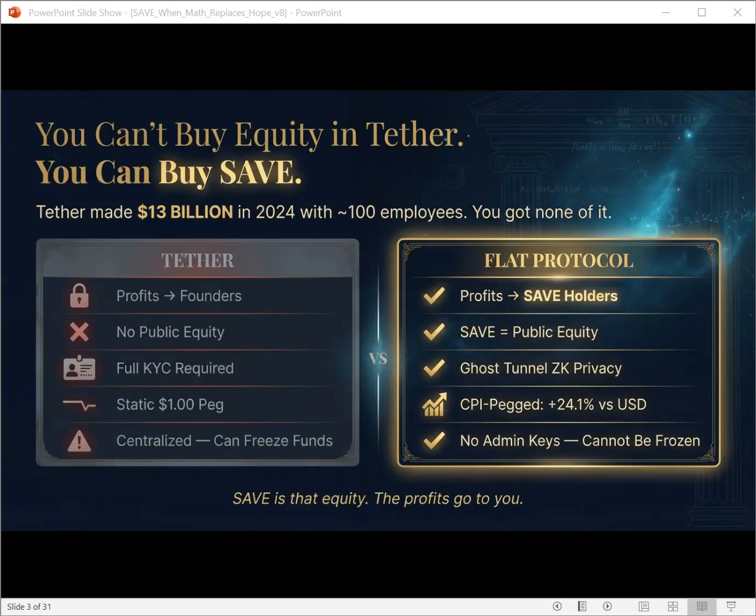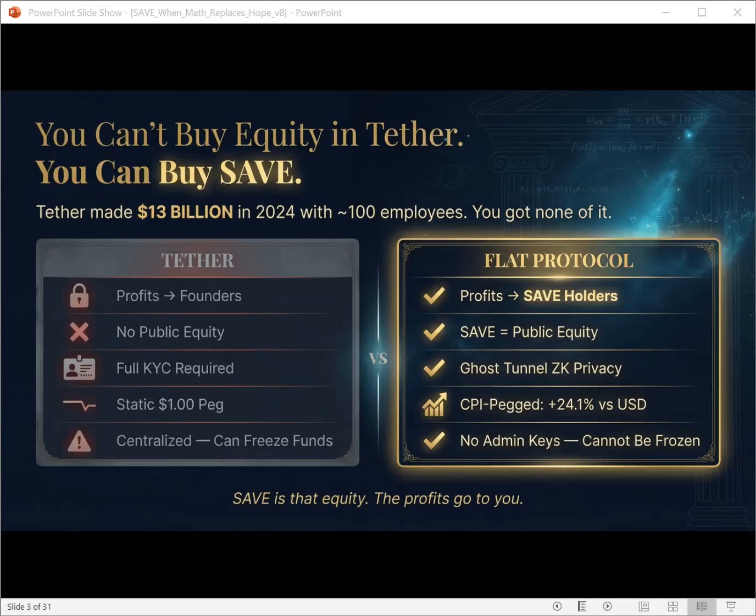Tether has no public equity. There is no stock you can buy. The profits flow to the founders and a small circle of insiders. You hold USDT, you provide them with the float they invest, and you receive exactly $1 back. The entire upside belongs to them.